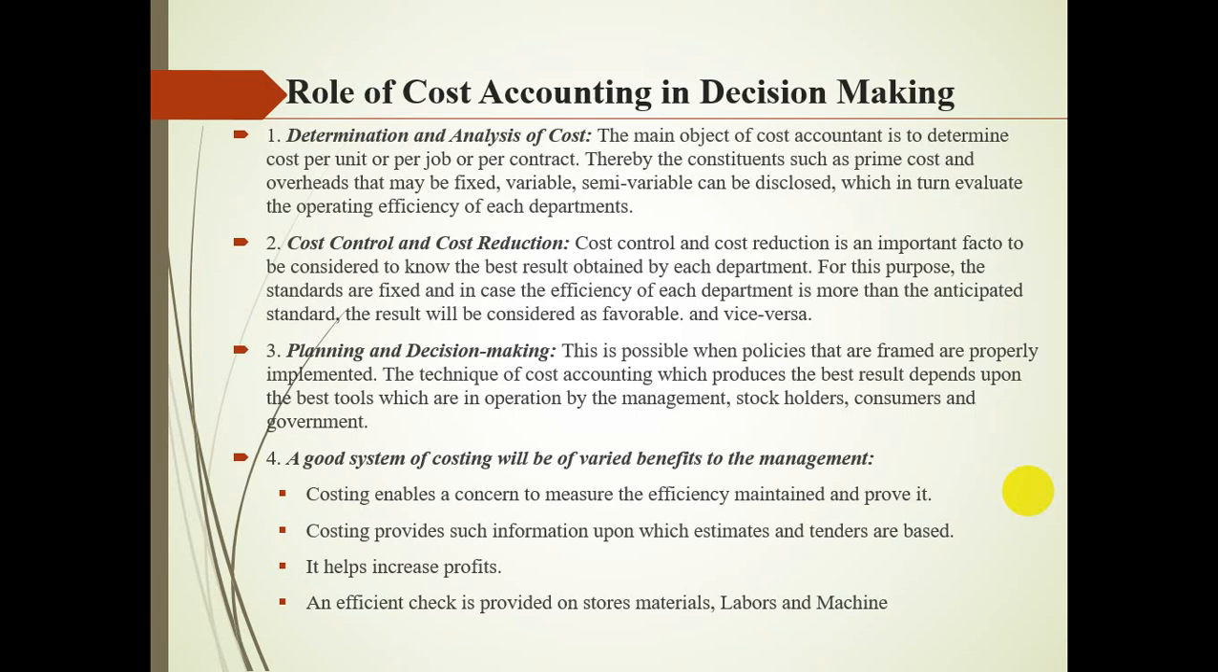So when you have made these three different rules, what is the benefit of this to the organization, to the management? The first one is efficiency. When we apply this method, the efficiency will be maintained in a very proper way. That is one thing.